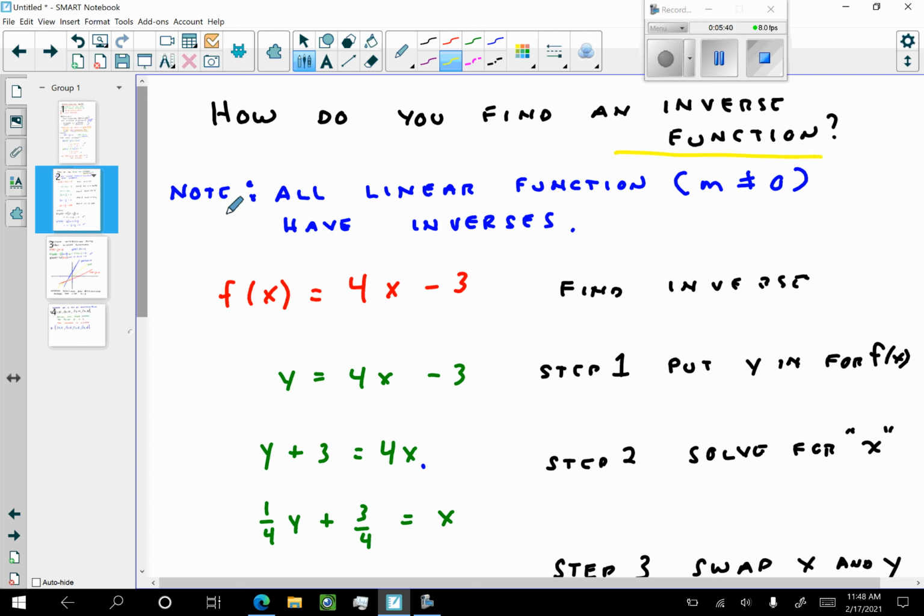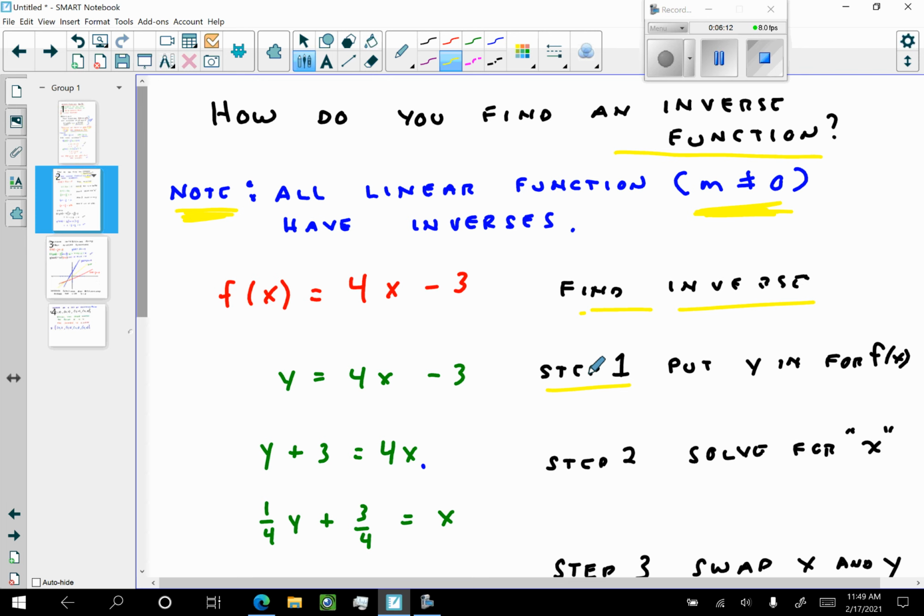And what we want to note here in Algebra 2 is that all linear functions have inverses, provided we're not talking about a constant function, provided that m does not equal 0. So here I'm going to find the inverse of this linear function, f of x is 4x minus 3.